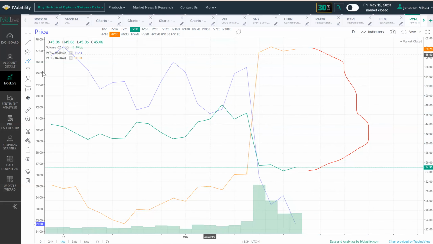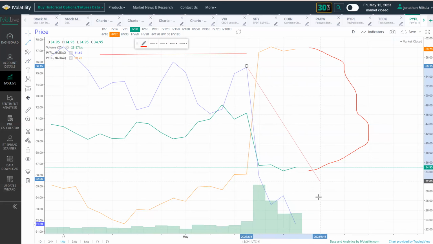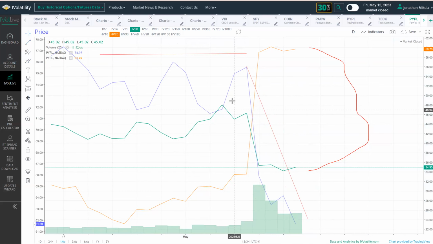The other things I could do from this view, I can do trend lines. So we could say, for an example, here was our short-term resistance on PayPal, and then it just absolutely crashed. One of the things I'll be looking for now is I'll be looking for PayPal to come out of this downtrend that's here.